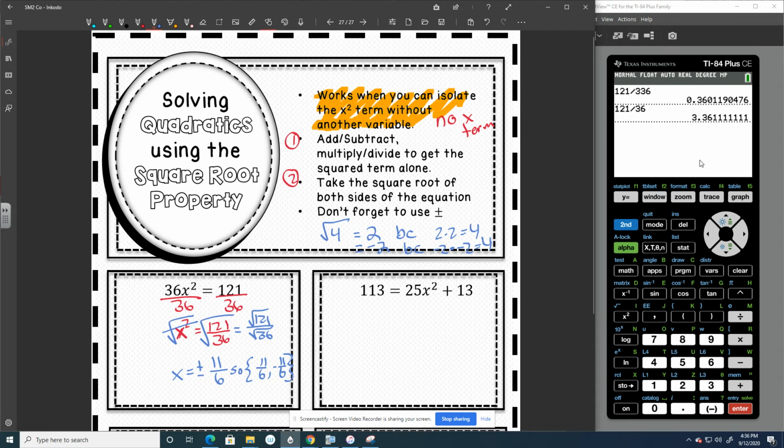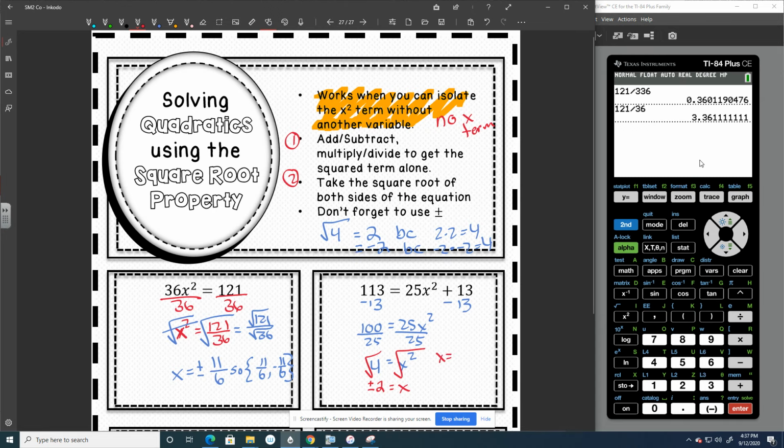Okay, so now this one on the right, same thing, there's no x. So I want to get x squared by itself. So I'm going to minus 13, minus 13. So I get 100 equals 25x squared. So I divide by 25, divide by 25, and I get 4 is equal to x squared. Now to get rid of that squared, I'm going to square root and I'm going to square root, which means that x is equal to not just 2, but the positive 2 and a negative 2.